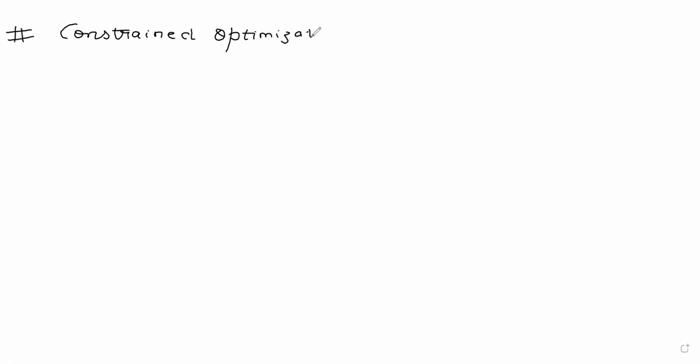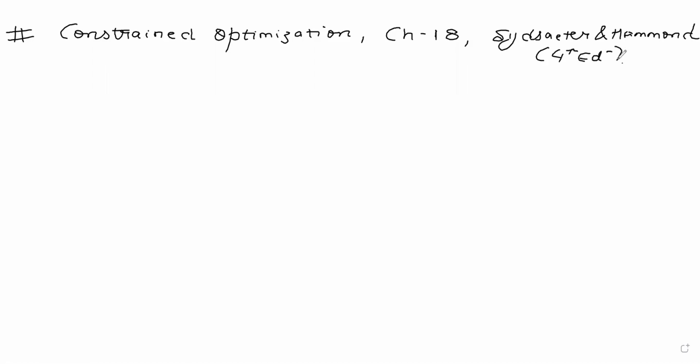Okay, formally, this is chapter 18 of the book I prefer to follow for the MME2 course, which is Sydsaeter and Hammond, the fourth edition of this book. So let's start with our lectures on constraint optimization.